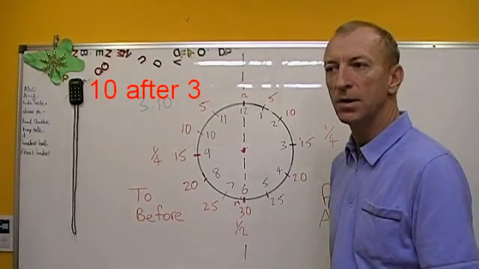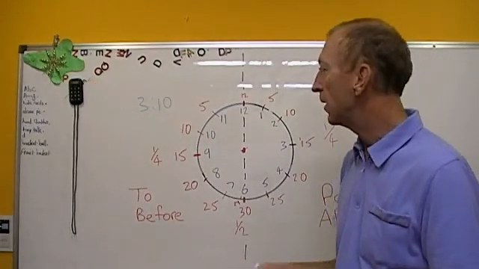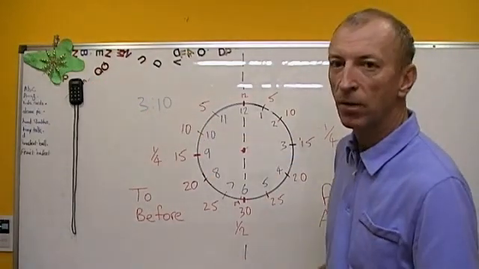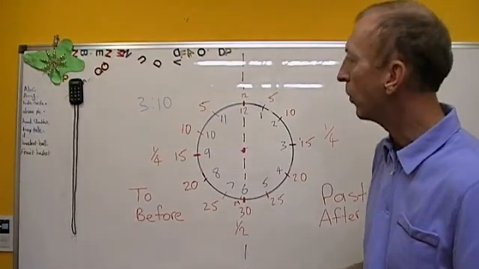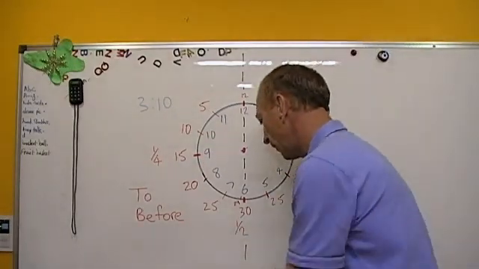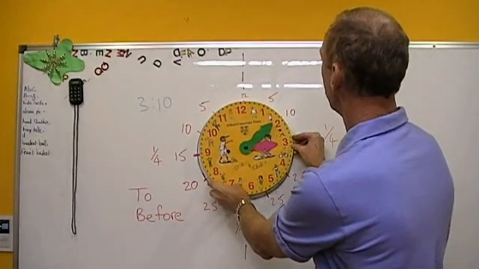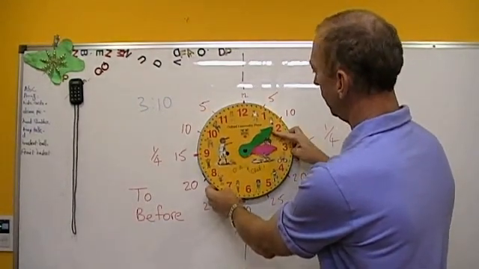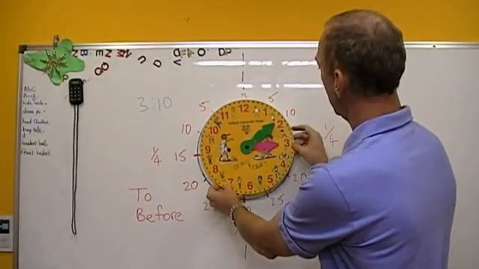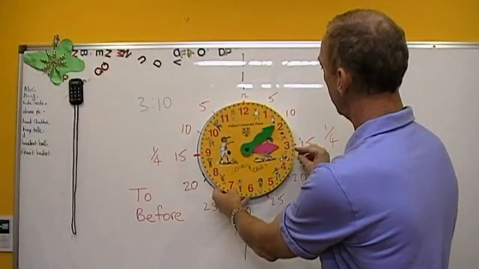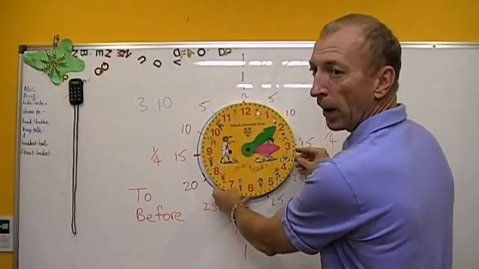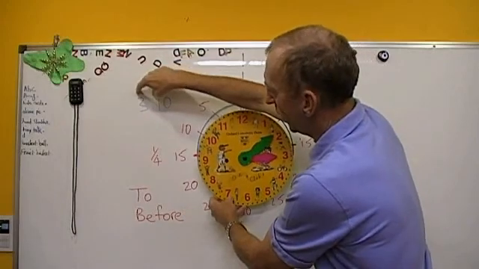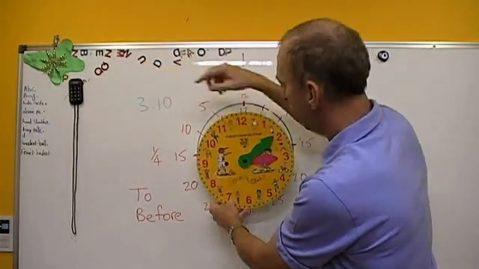So if someone says to me, excuse me, do you have the time? I would say yes, it's either 10 past 3 or 10 after 3. And our clock looks like this. Big hand pointing to the 10 and the small hand pointing to the 3. 10 past 3. 10 after 3.